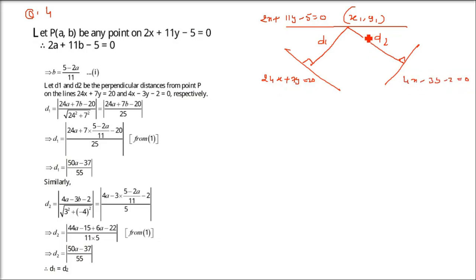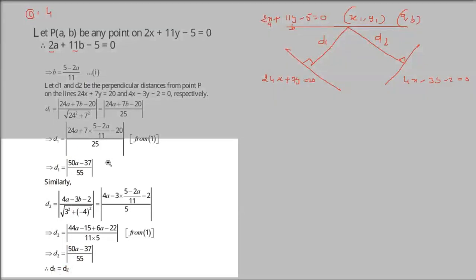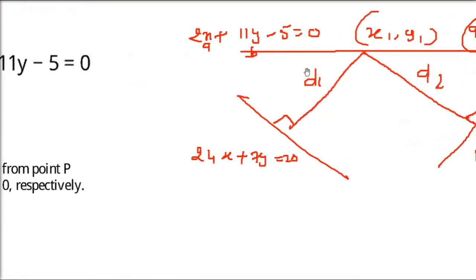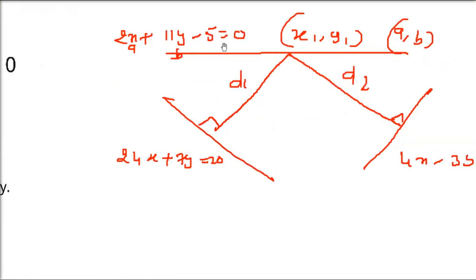Here the second line is 4x minus 3y minus 2 equals 0. Now, this is x1, y1, because we have a subscript here. So let us make it as (a, b). Because this point (a, b) is lying on the line 2x plus 11y minus 5, we are putting a and b here. So 2a plus 11b minus 5 equals 0. So b equals (5 minus 2a) by 11.